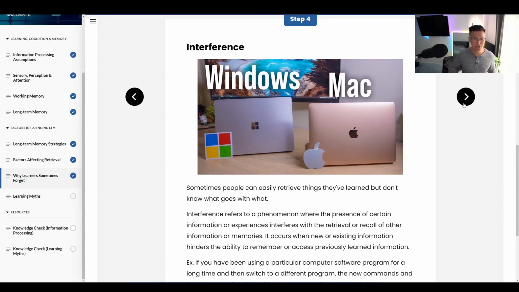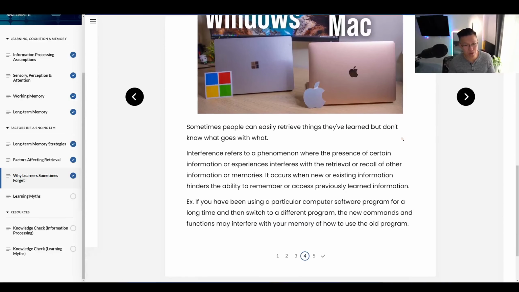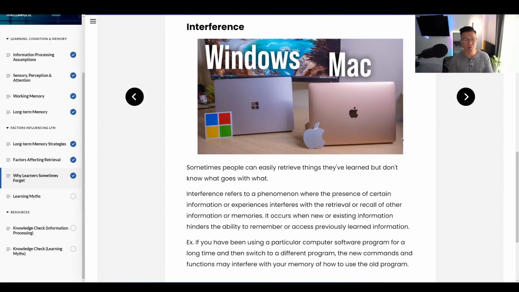Also, sometimes there is interference. Sometimes people can easily retrieve things they've learned, but don't know what goes with what. Interference refers to the phenomenon where the presence of certain information or experiences interferes with the retrieval or recall of other information in our memories. It occurs when new or existing information hinders the ability to access previously learned information.